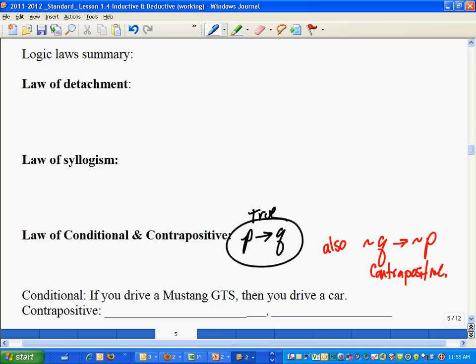Next one. The law of detachment says this. If I have a true conditional, if P then Q is true, and P is true, then Q by itself is true. That's detachment. You can detach the P and the Q. If P and Q is true, P by itself is true, Q by itself is true.